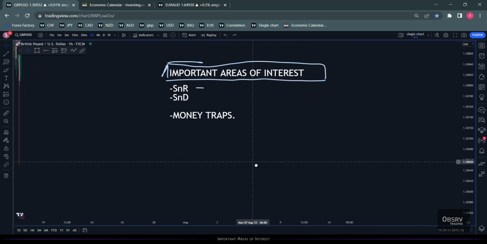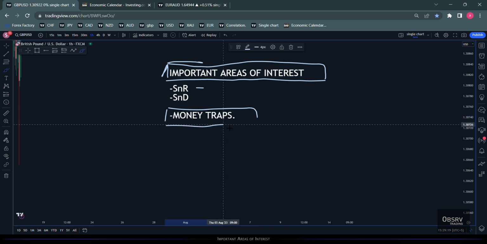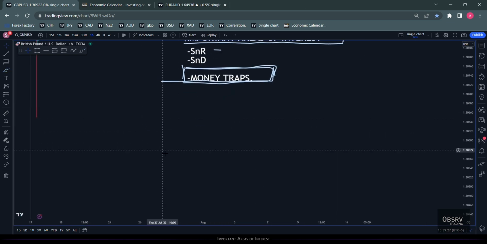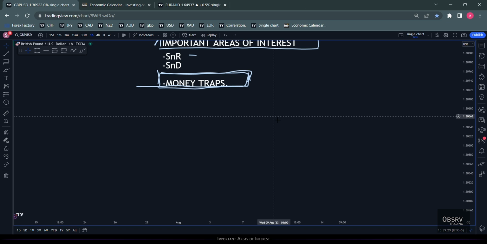Okay. Now, one of my, in fact, the most favorite topic, money traps. What does the money trap mean? Okay, let's get into the theory of it first, and then we'll go to the examples on charts. And I'm going to give you multiple examples of this, because obviously whatever you see on the charts is not always going to be exactly the same.